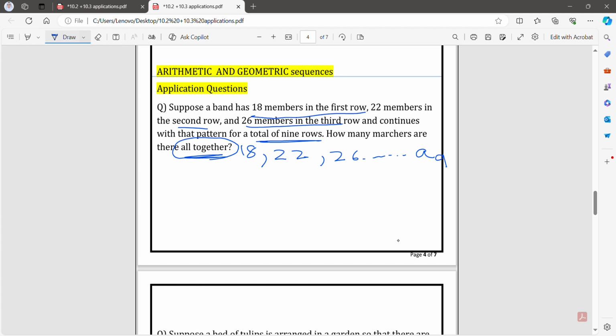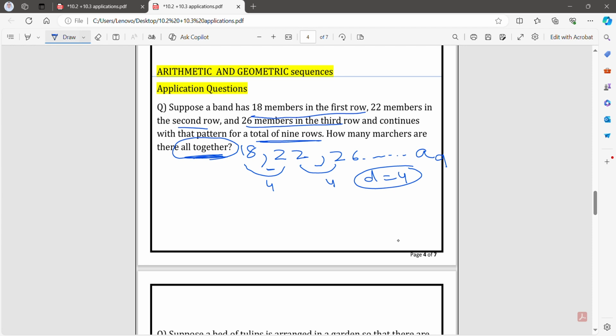Now we have to check whether we have a geometric or arithmetic sequence. Which formula do we have to use for the sum? First we have to check if the sequence is arithmetic or geometric. So first let me find the common difference. 22 minus 18 is 4, right? 26 minus 22 is also 4. It means the common differences are the same. Here d is equal to 4. So this is an arithmetic sequence, and we have to use the sum formula for arithmetic.